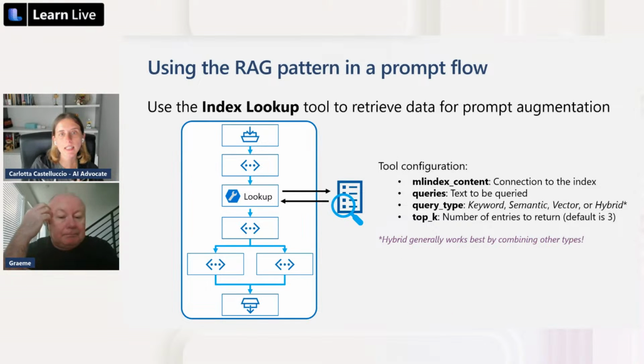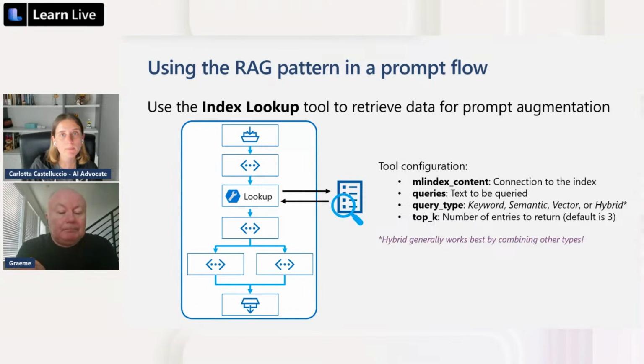The key to using the RAG pattern in a prompt flow is to use a tool called index lookup to retrieve data from an index, so that subsequent tools in the flow can then use the results to augment the prompt used to generate the output from an LLM. The index lookup tool has several parameters available. For example, we have the ML index content, which is the name of the index we are going to use, so the connection to the index we want to use.